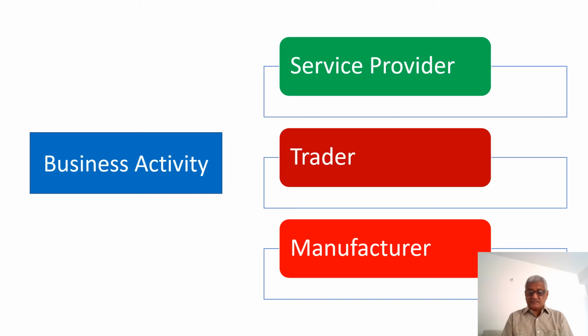A manufacturer is the one who purchases something, converts that into something else and then sells it. Say, for example, a restaurant. He purchases the urad, he purchases the rice, he converts that into batter, makes dosa and sells it. So it's a manufacturer. So any business can be broadly classified into three: a service provider, a trader, and a manufacturer. The operating cycle of each of them is different. Let us understand the operating cycle of each of them.